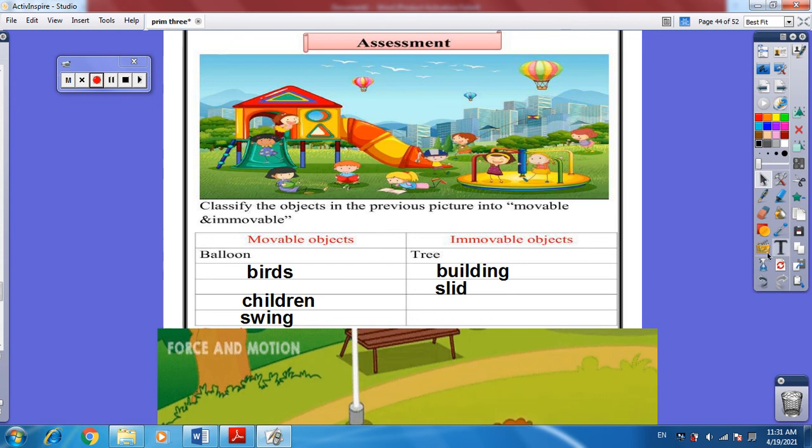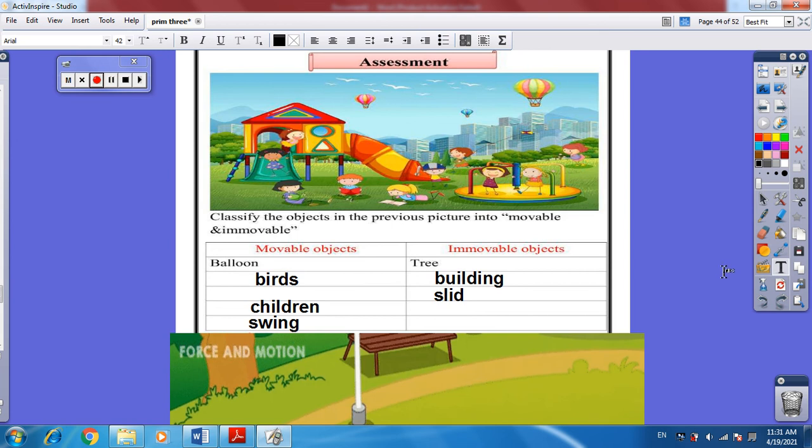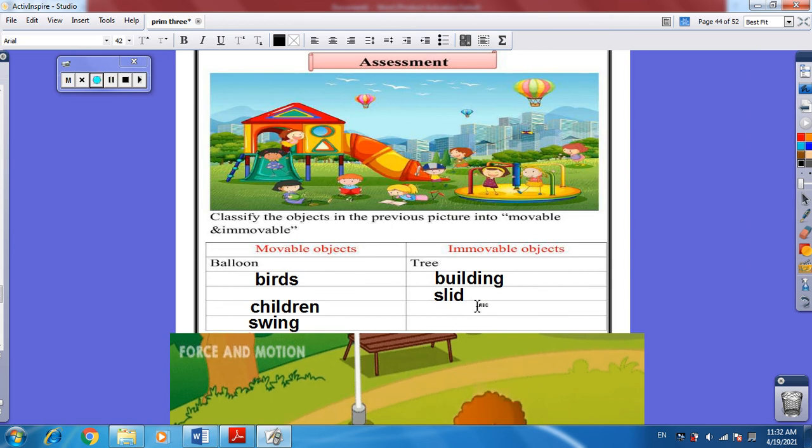Who can tell me another example for a movable object in this picture? Can you see the book with this boy? Yes, excellent. So we can write book. Also a movable object in this picture. Okay.